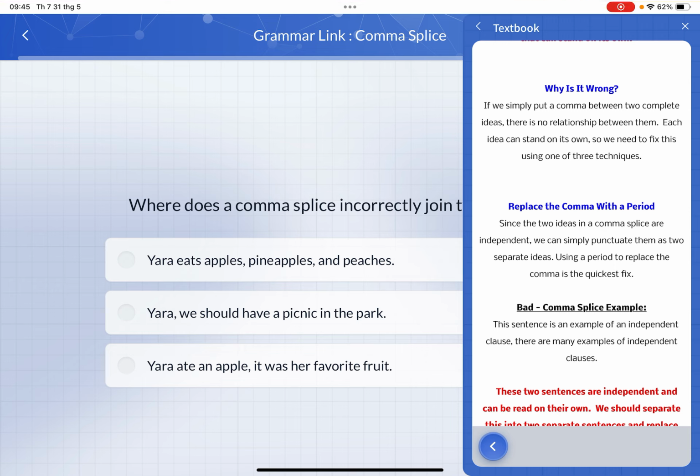Replace the comma with a period. Since the two ideas in a comma splice are independent, we can simply punctuate them as two separate ideas. Using a period to replace the comma is the quickest fix.